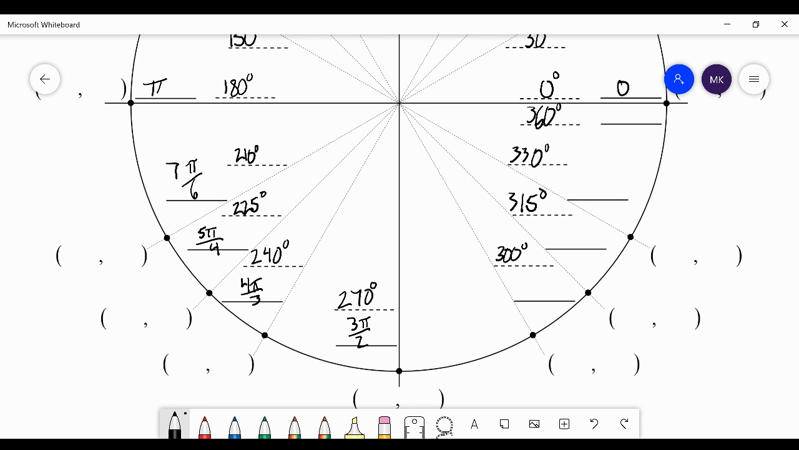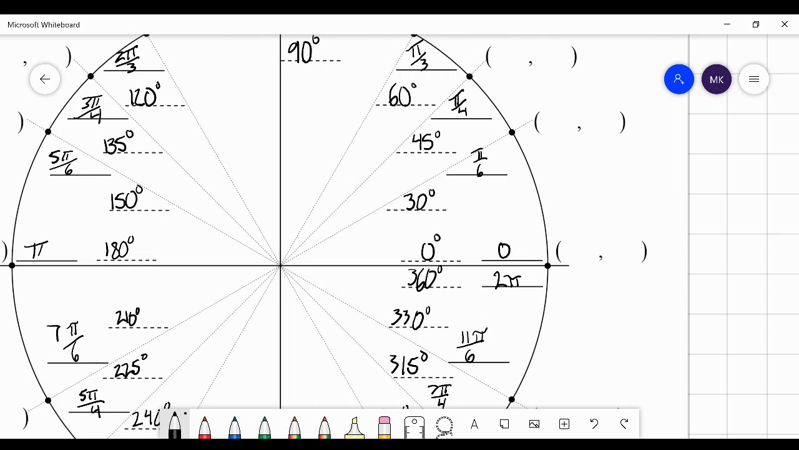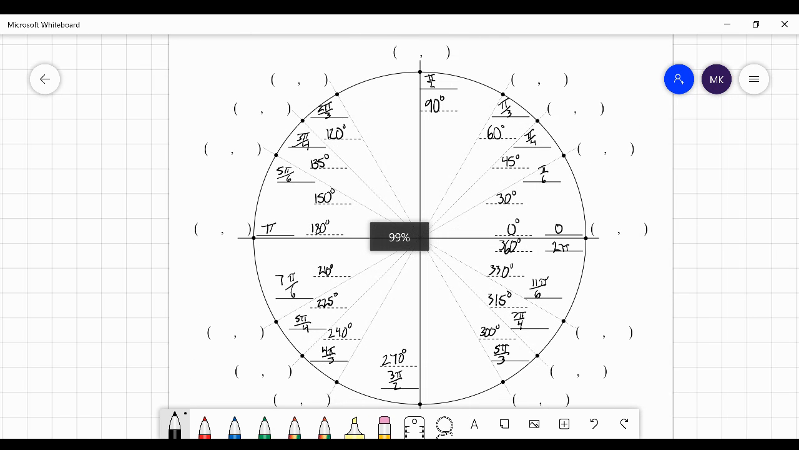And now we go back up. So if this was 4 pi over 3, the next would be 5 pi over 3. This was 5 pi over 4. 6 pi over 4 is just 3 pi over 2. So then this would be 7 pi over 4. And then this last one here is a lovely 11 pi over 6. And then a nice 2 pi. So there's all of our angle values in there.